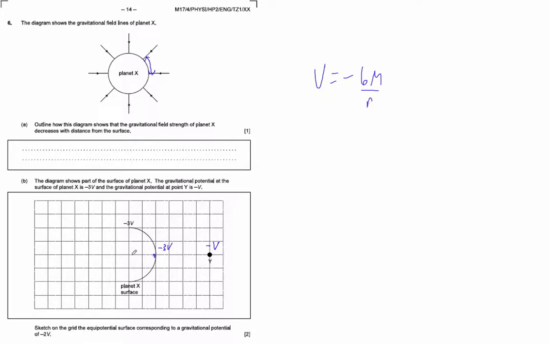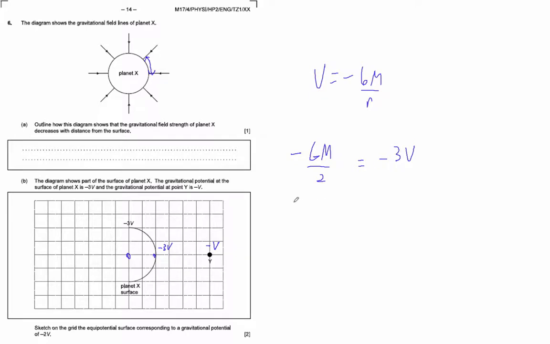And notice that at the surface, we're actually 2 units, whatever these are, from the surface, right? So we know that minus GM over 2 is equal to minus 3v. I'm just setting up an expression, right? We're 2 units, whatever these are, these squares. We're 2 squares away, right?